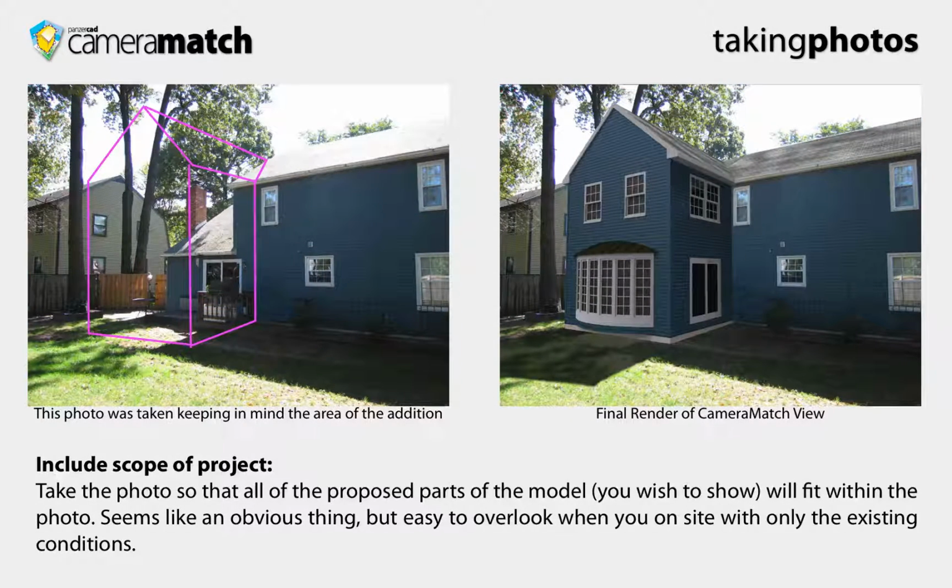Another thing to keep in mind when taking the photographs, this might seem a little obvious, but it's very common to overlook when you're out on the site and just worrying about the existing structure. If you want to use these images for CameraMatch, think about the area that the new part is going to take up, and make sure that you get plenty of room to fit that in the photograph. The last thing you want to do is have the new part sticking out past the photo, and then you'll have it clipped off.